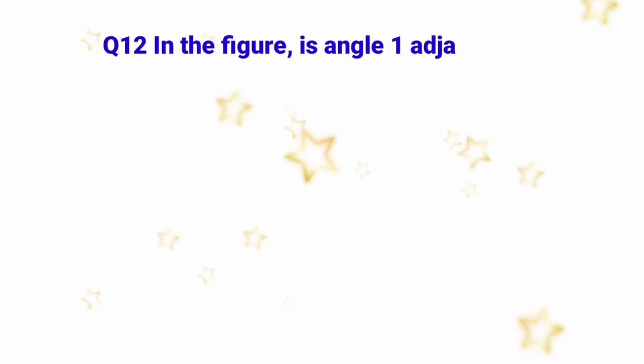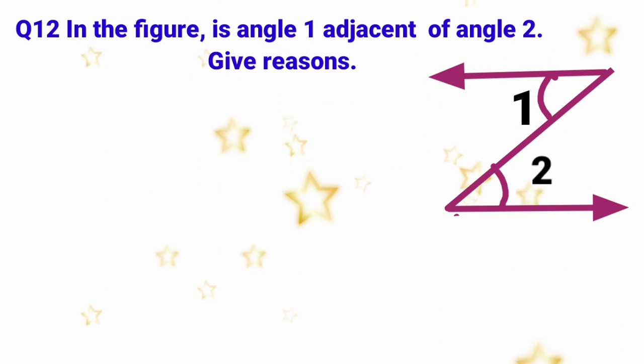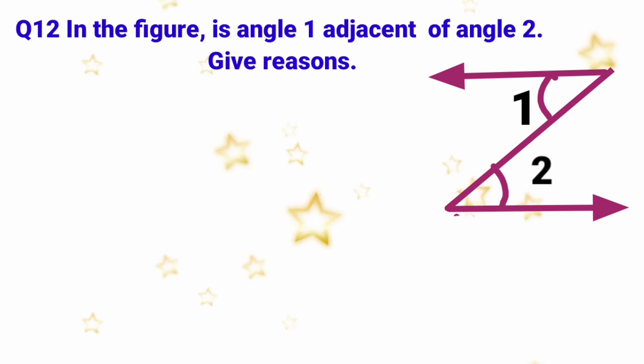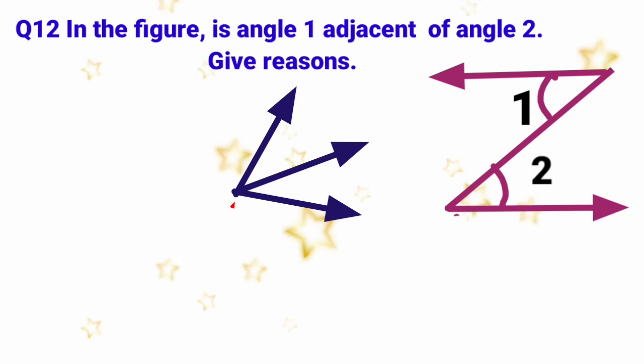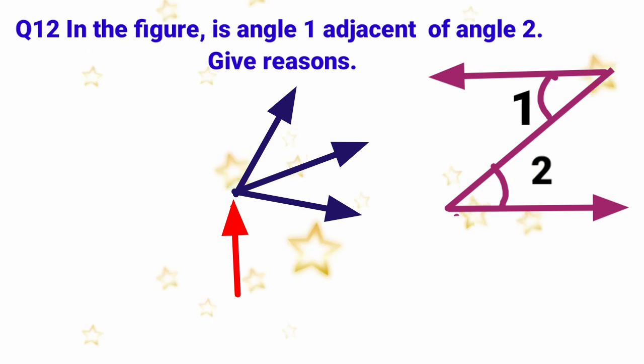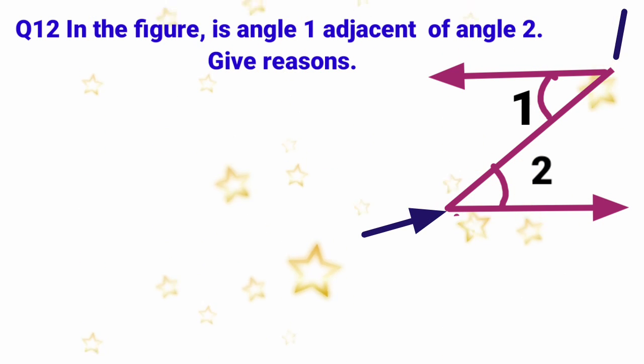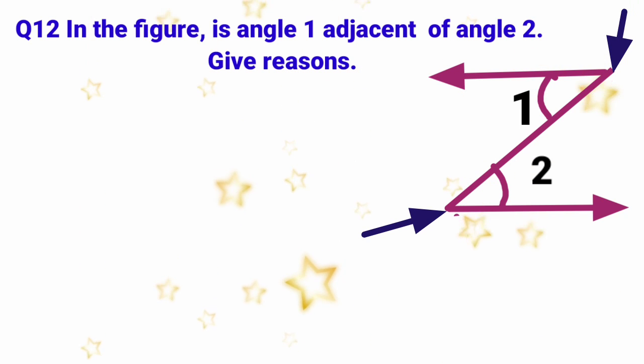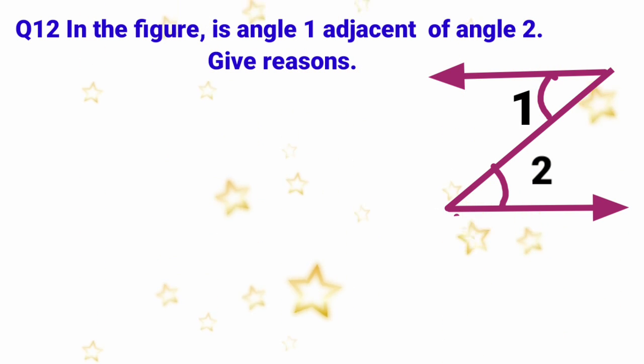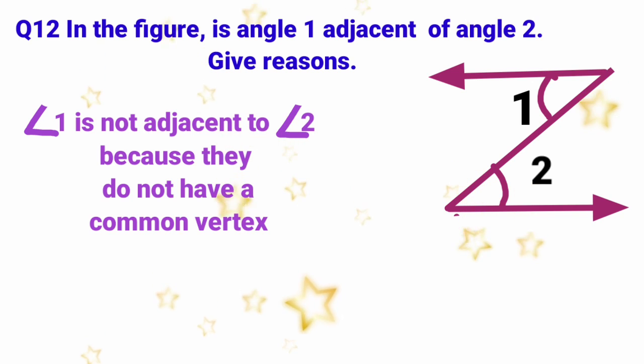Let's see question number 12. In the given figure is angle 1 adjacent of angle 2. Give reasons. Now as we know, adjacent angles, they have a common vertex, but in this figure these two angles, they have different vertices. So angle 1 is not adjacent to angle 2 because they do not have a common vertex.